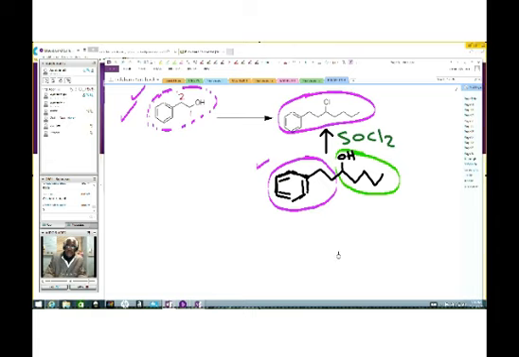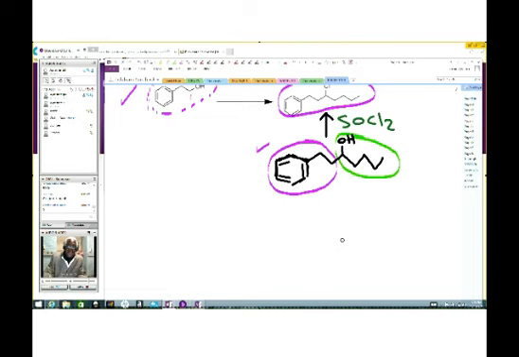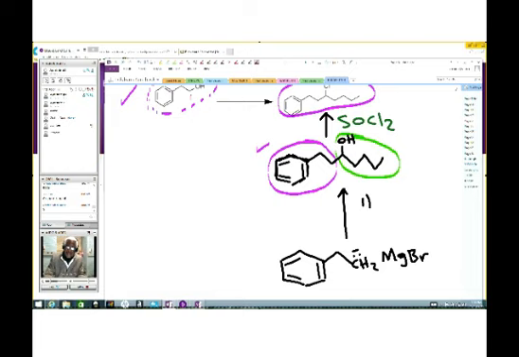Okay, the reaction will be this. We'll take an appropriate Grignard, in this case this Grignard here, reacting with, say, step 1. Let me draw it so that you'll be close to what we have here. I'll use a blue pen.